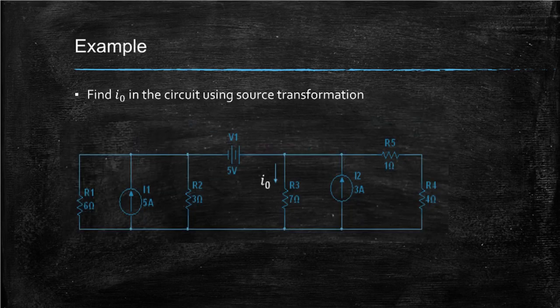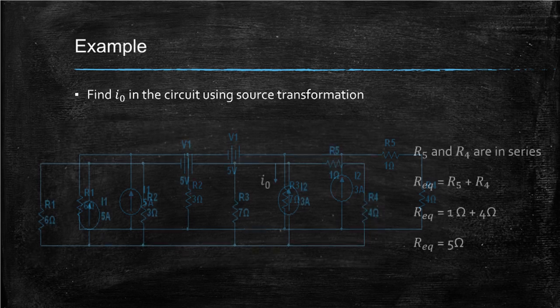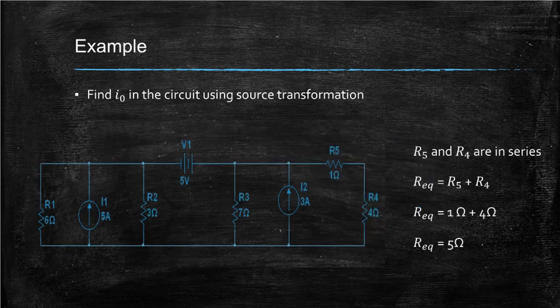In this example, we will find I0 in the circuit using source transformation. I0 is the current of resistor 3, the 7 ohms resistor. First, we should take a look at the circuit to see what we should combine and transform to best find our answer. Now we can see that resistor 5 and resistor 4 share a node and are in series. They are combined to form a 5 ohms resistor.